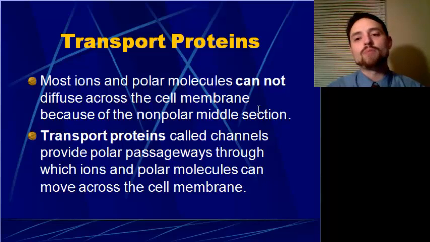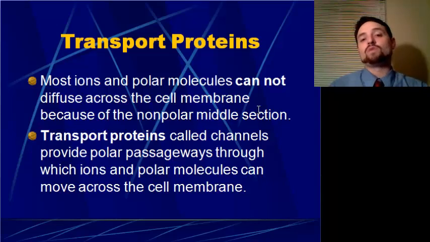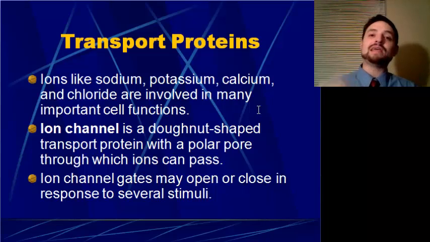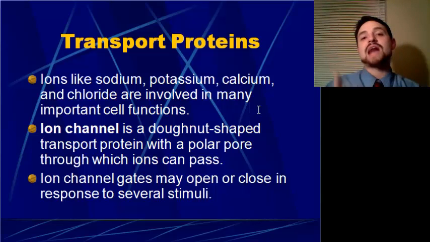Most ion and polar molecules cannot just go across the cell membrane, so they use what we call transport proteins. Transport proteins are channels that provide polar passageways through which ions and polar molecules can move across the cell membrane. So ions like sodium, potassium, calcium, chloride, those are very important to the functioning of your cell. They have to get in and out of the cell, and to do so, they need an ion channel.